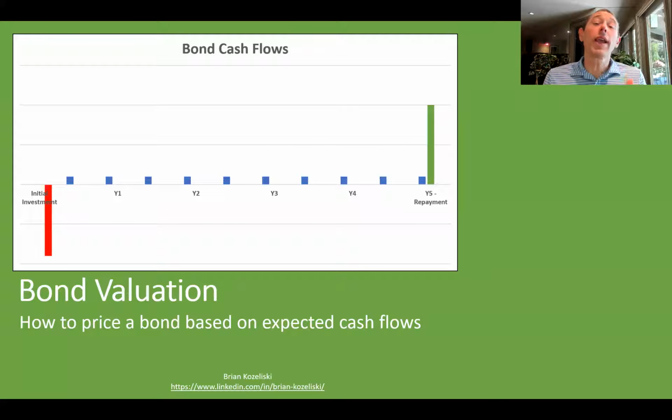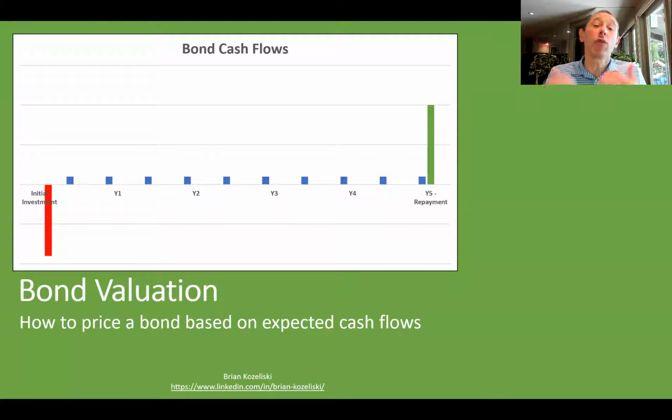So today I want to have a quick video on bonds. I specifically want to think about how we should price a bond given what the cash flows are. So this graphic kind of represents what happens with a bond. You get a series of small little coupon payments that's represented by these blue bars. And then at the end, you get the face value of the bond.